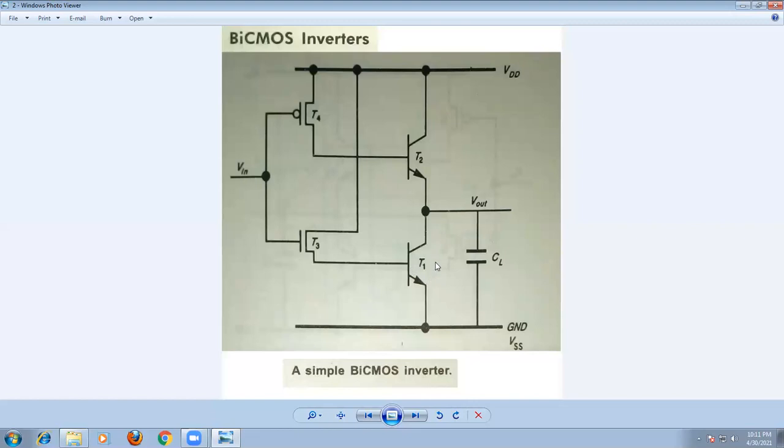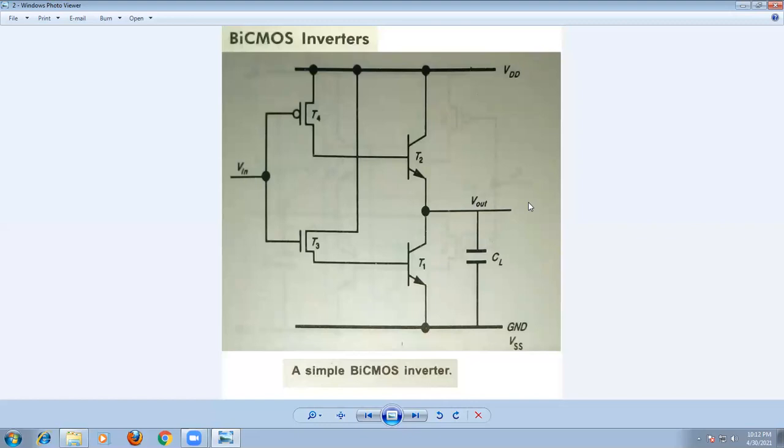When this transistor turns on, the voltage across the capacitor will completely discharge through the transistor T1 because it provides a low resistance path. Therefore, whatever voltage is at the output terminal, initially in the high state for example, will be completely dropped to ground level.